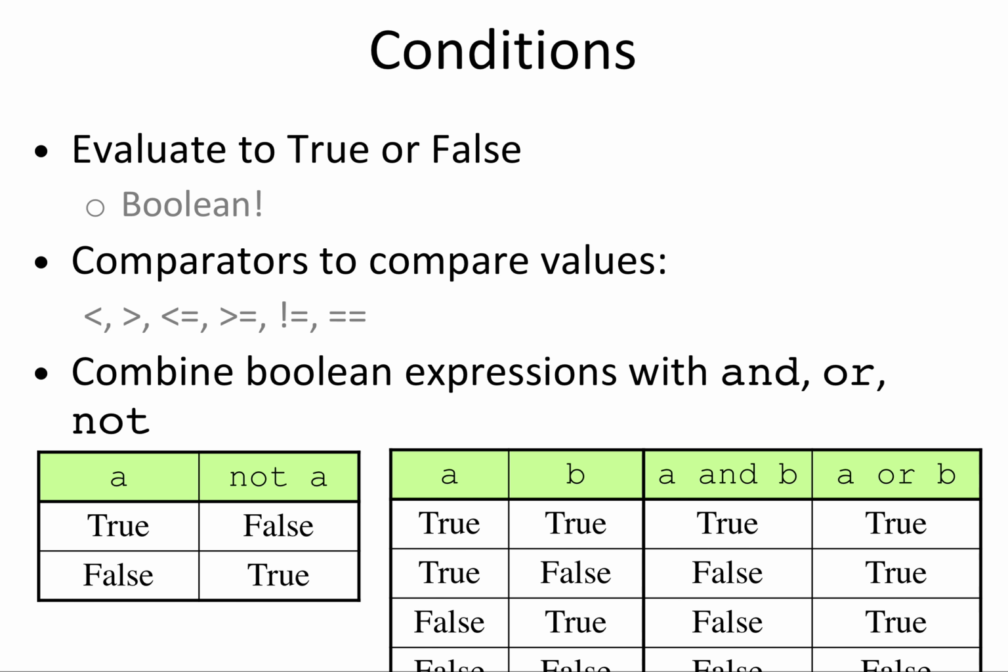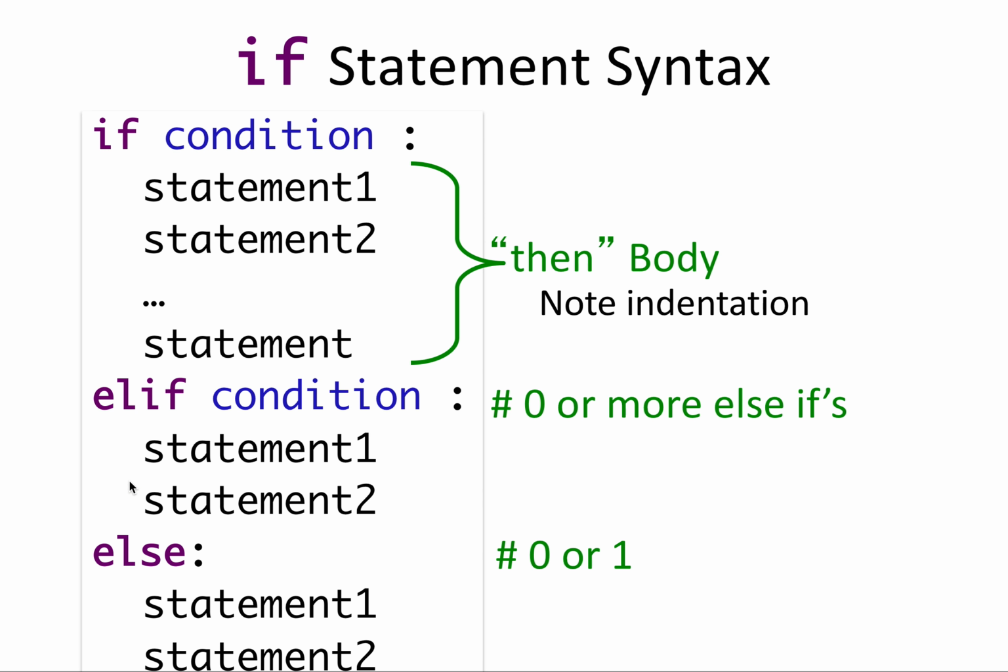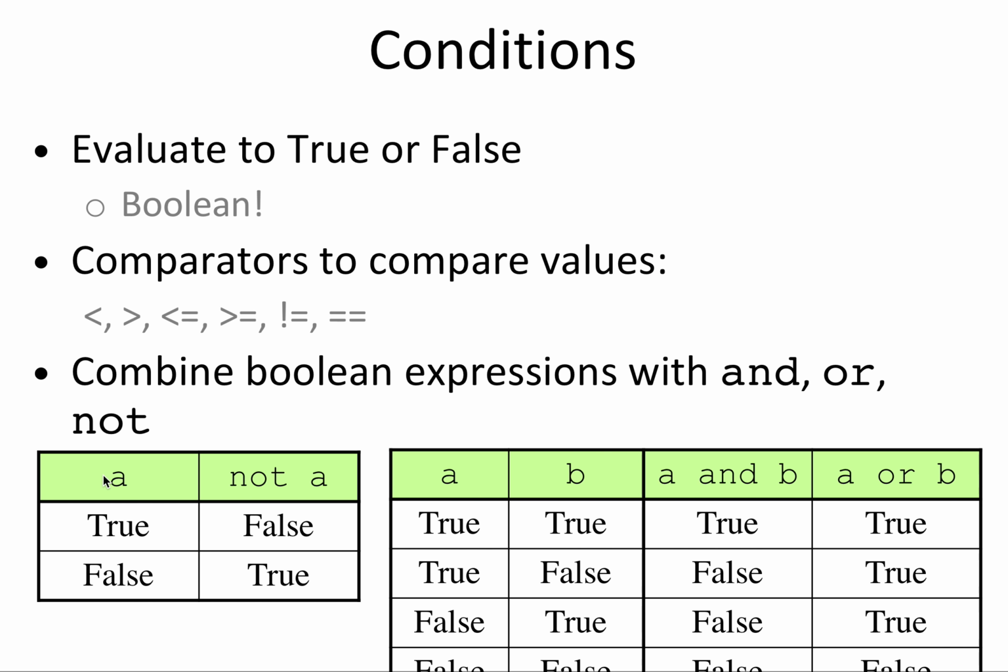Well, if you say something is not, that makes it the opposite. So if let's say we've got some condition called A, and we are trying to evaluate if it's true or false. If the condition is true and we say not the condition, then it becomes false. Likewise, if the condition is false, then it becomes true.